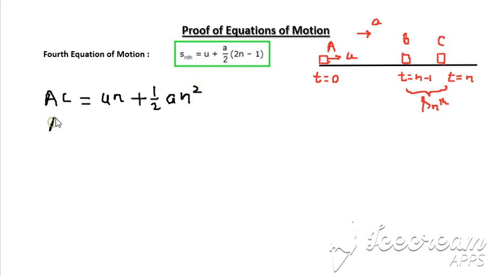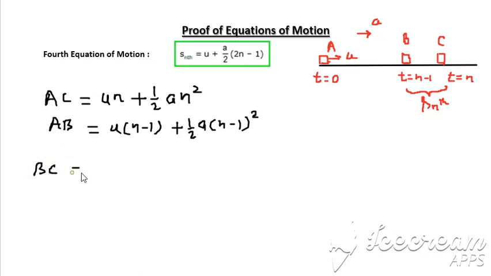Now if we write AB, the distance or displacement AB, this is going to be for n minus 1 second, so in place of t we'll write n minus 1. So the expression will turn out like this. Now to find the displacement during the nth second, which is the BC separation, this is going to be equal to AC minus AB.